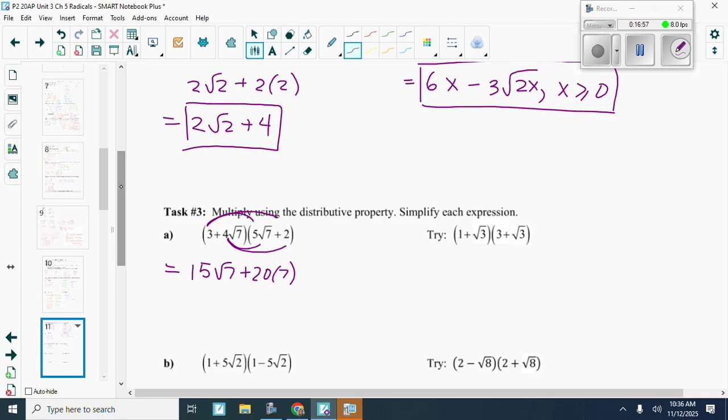Oh, let me do it in order. 3 times that plus 6. Now I can do the 20 times 7, plus 6 root 7.